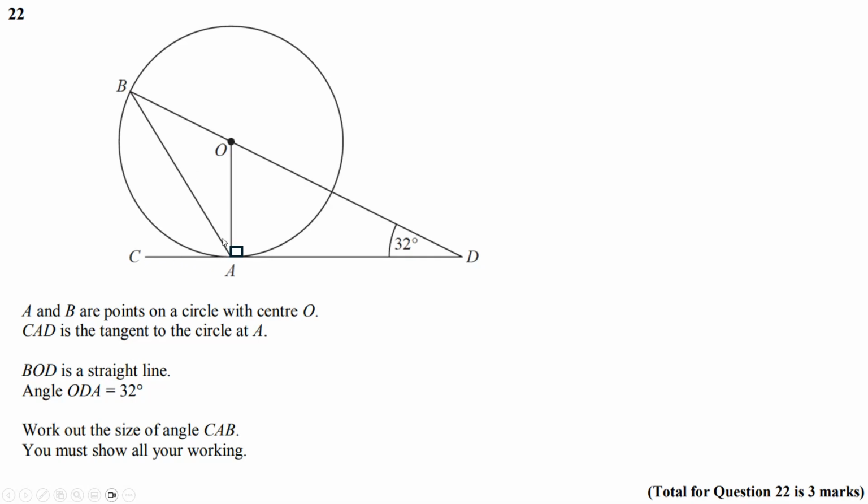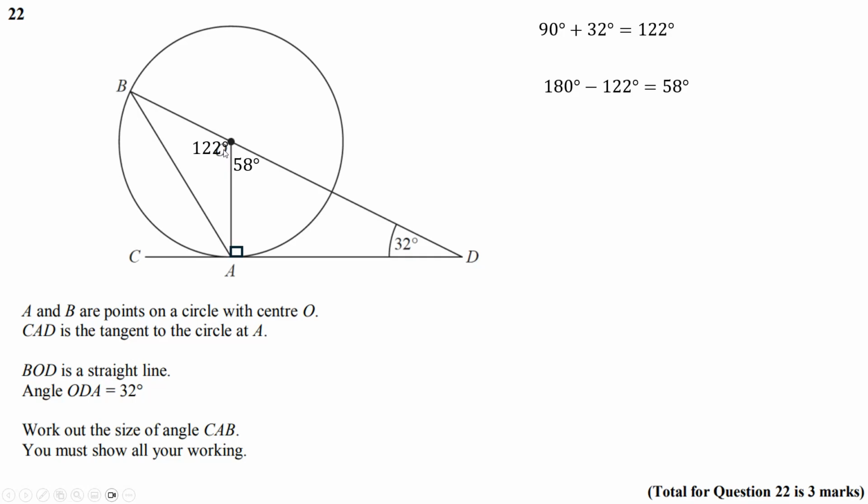Okay, so if we can work out this angle here, well, we can work out this one, because we do 180 degrees, take away this, take away that. So angles in a triangle add to 180. You don't need to give reasons. 90 plus 32 is 122. 180 minus 122 is 58, so this is 58 degrees. And then angles on a straight line again add up to 180, so 180 minus 58 is 122 degrees.